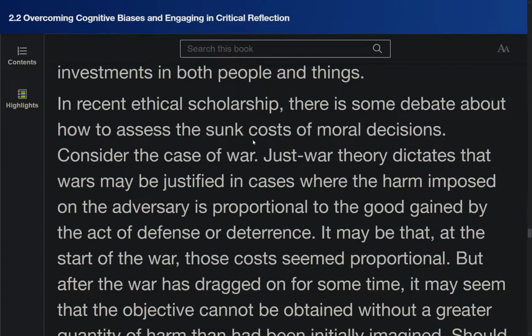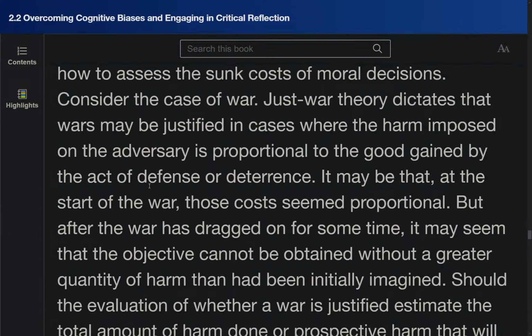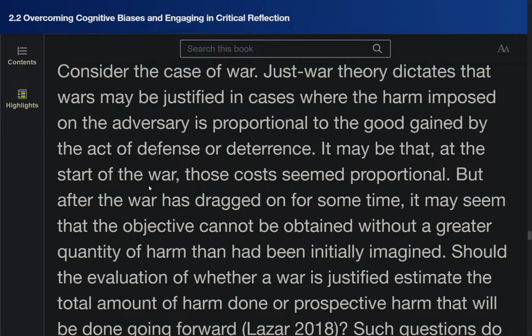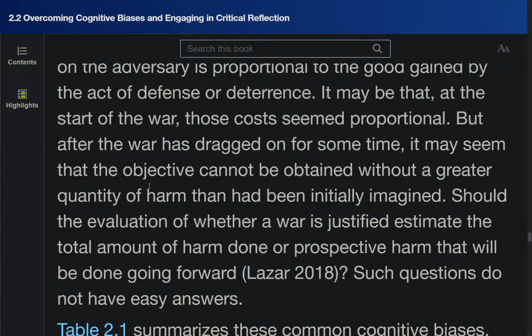Consider the case of war. Just war theory dictates that wars may be justified in cases where the harm imposed on the adversary is proportional to the good gained by the act of defense or deterrence. It may be that at the start of the war those costs seemed proportional, but after the war has dragged on for some time, it may seem that the objective cannot be obtained without a greater quantity of harm than had been initially imagined.